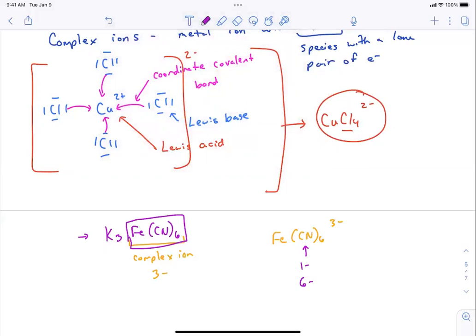So what would iron's oxidation number be here? +3. Because it has to add up to 3- overall. Do y'all see where I got that? Because CN is -1, and there's 6 of them, so that's -6, but it has to add up to 3- overall, so therefore iron would be +3. Does that make sense so far? Questions about anything?